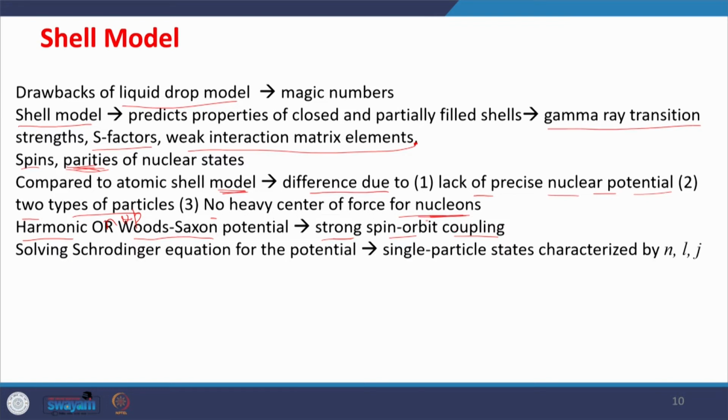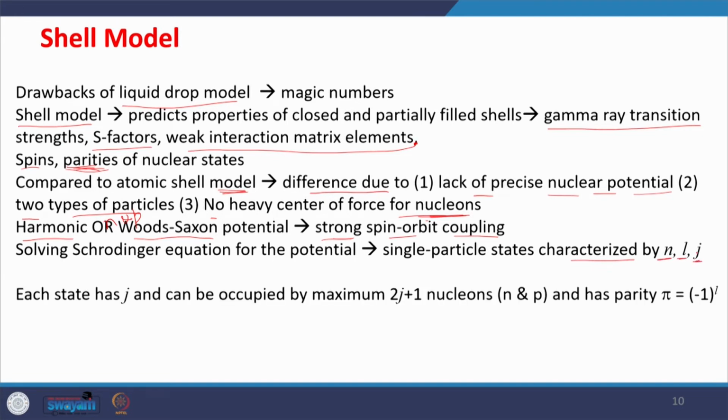Okay? And solving the Schrodinger equation for this harmonic or Woods-Saxon potential, you can see that single particle states are characterized by the principal quantum number, orbital quantum number, and total angular momentum quantum number. And you know very well that each energy level has this total angular momentum j, and at max 2j plus 1 nucleons, either neutrons or protons, can be occupied, and normally we use this symbol (-1) to the power of L for the parity. If L is even, then we say even parity, and if L is odd, we say odd parity. That means the wave function does not change.